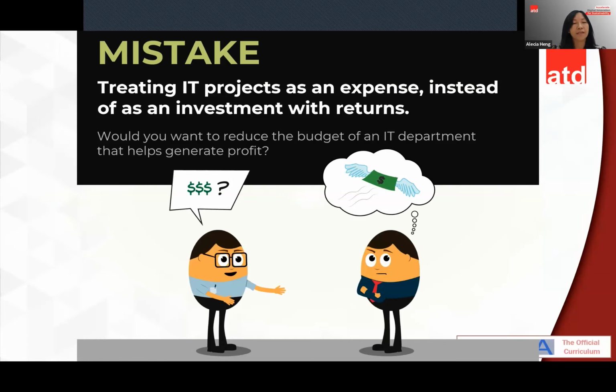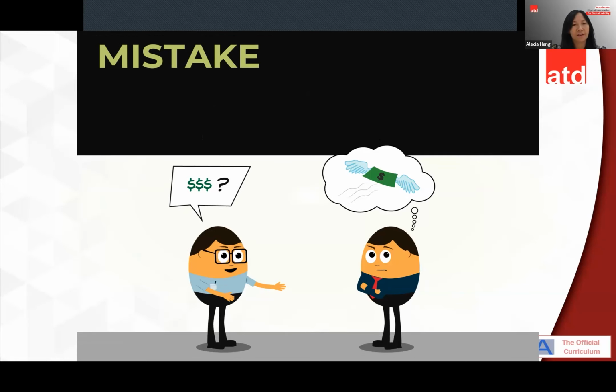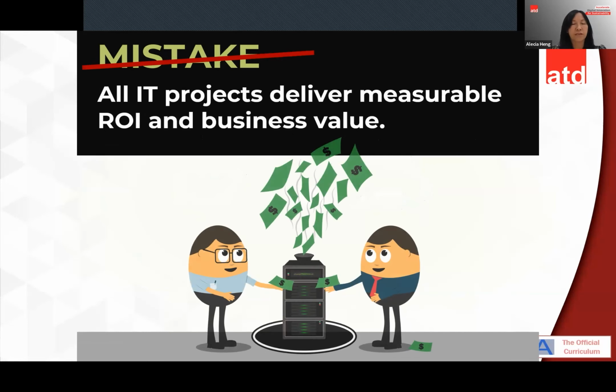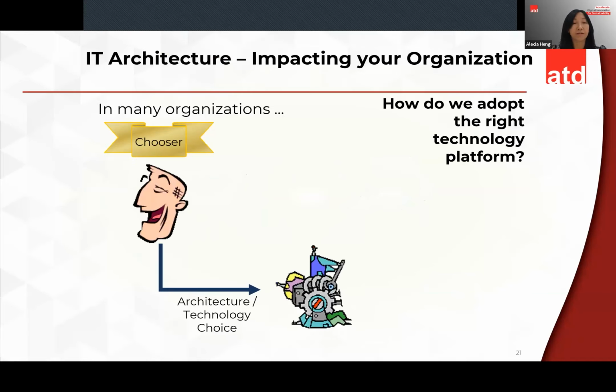So in the first place, as you can see in the video, many IT projects are viewed as an expense instead of ROI, return on investment. How do we make IT able to deliver business value? So this is what we do in section 1, right?